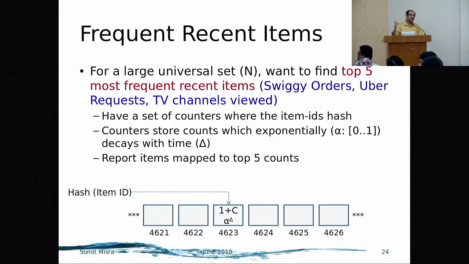But the recent has a problem. Recent means, what do you call a recent? Recent means how much is the period of time. So for a large universal set N, you want to find out the top 5 most frequent recent items. Example, let's say Swiggy orders. Swiggy is trying to figure out what are the things people order nowadays from, say, Arsalan. So you will see things have changed in the recent past. Or the Uber Eats requests, so that is different.